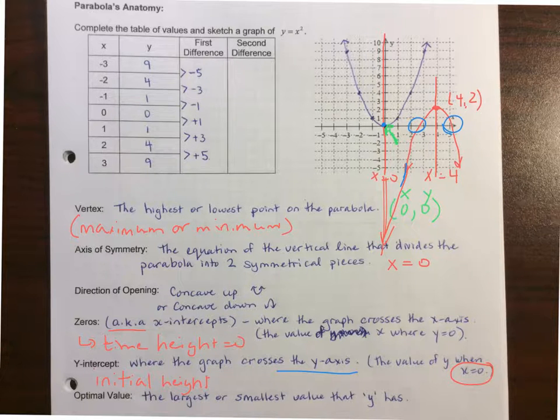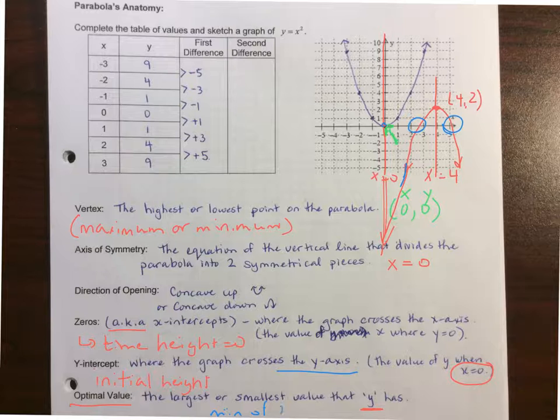Okay, and then that brings us back full circle here to optimal value. That optimal value is the maximum or minimum value. It is only the y-coordinate of the vertex. Okay, that y, the largest or smallest value that y will reach. Okay, so in my original parent function of y equals x squared, it has a minimum value of 0. So my original had a minimum of 0.